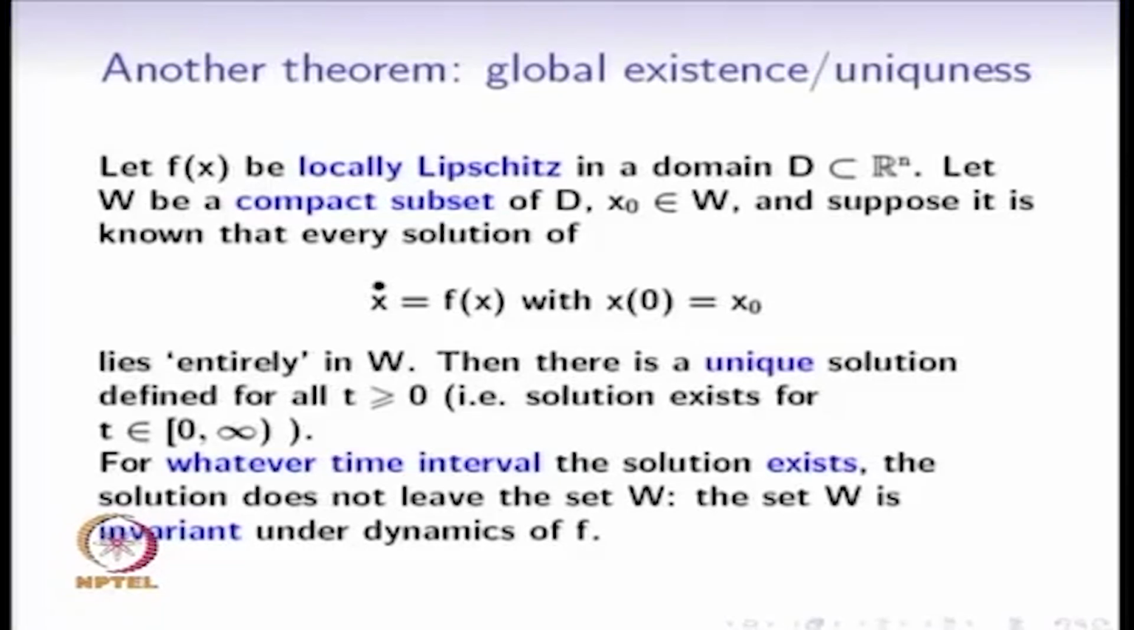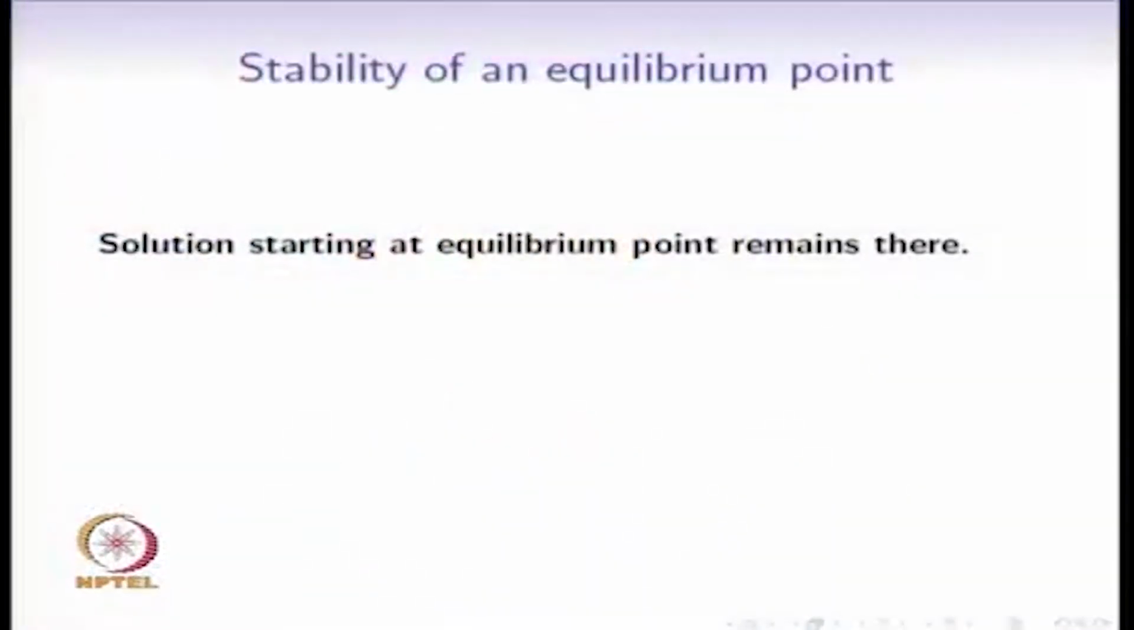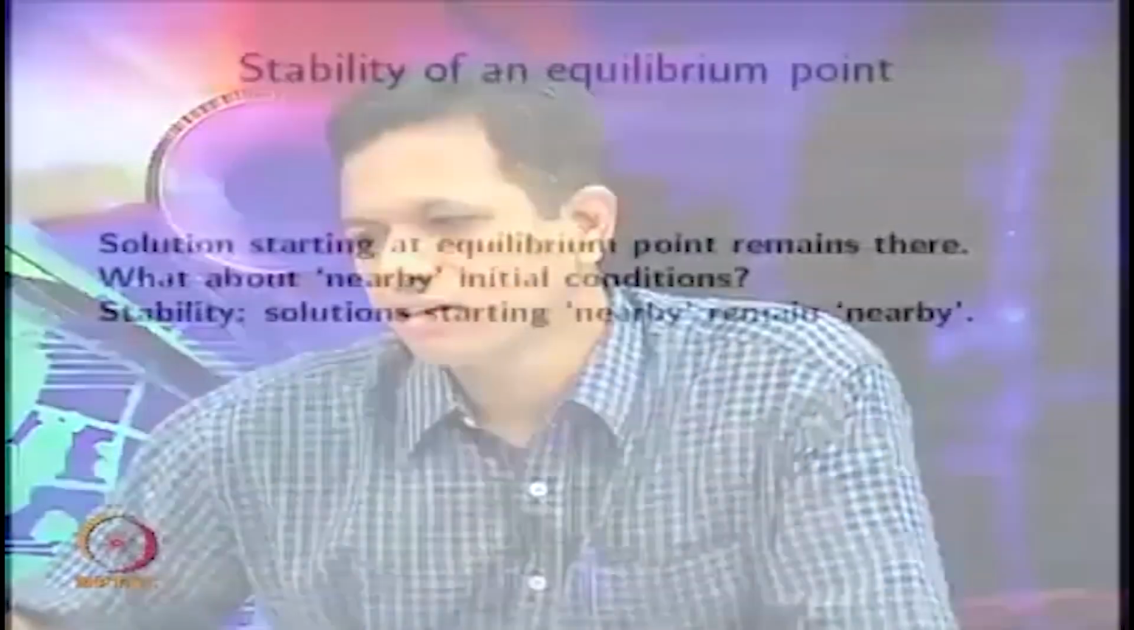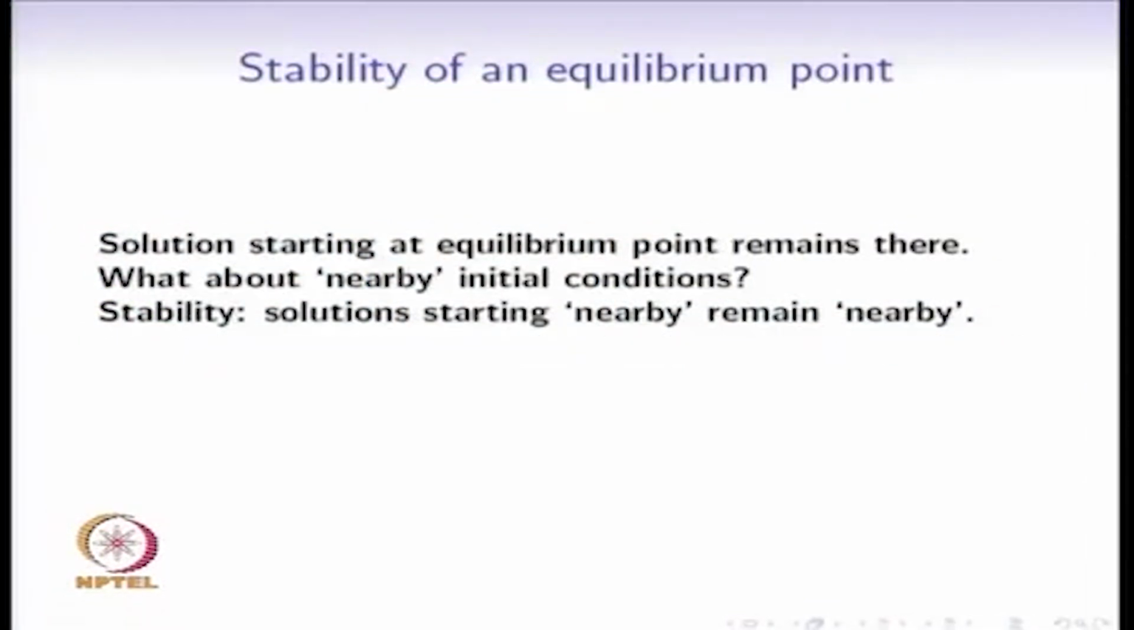We will now move on to the notion of stability. What do we want to say about the stability of an equilibrium point? We know that a solution starting at an equilibrium point remains there, but what about nearby initial conditions? Can we say that solutions starting nearby also remain nearby? So, stability is this: solutions starting near an equilibrium point remain nearby. We are going to try to quantify this "nearby" and this "nearby".